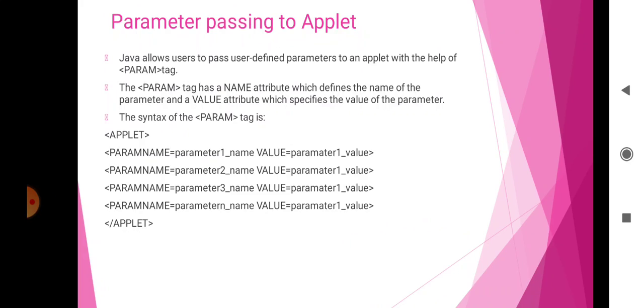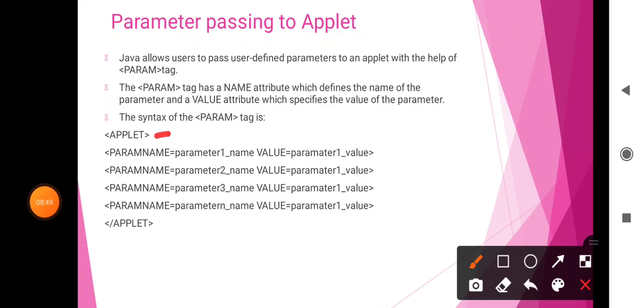Here is the syntax for the param tag in an applet. Then parameter name. Param name means parameter name. Here param name is equal to the first parameter name, then the value of the parameter. Here the second parameter, then the third parameter, then the values of the second and third. Then param name equal to n number of parameters and n number of values. Then close the applet. Here is one example for parameter passing to the applet.